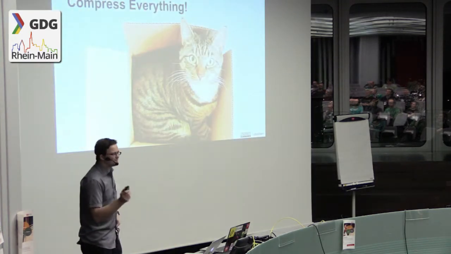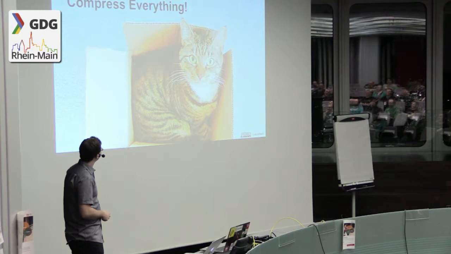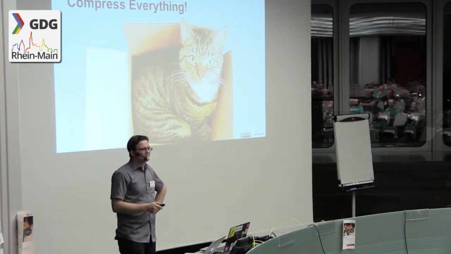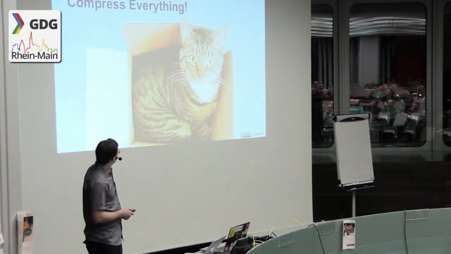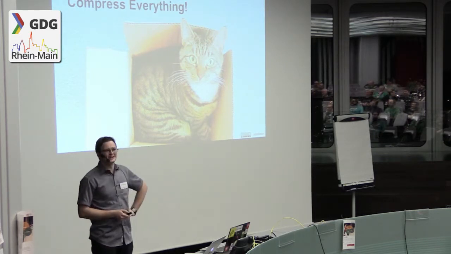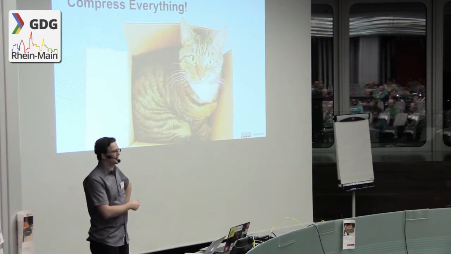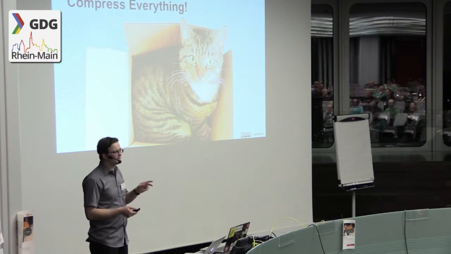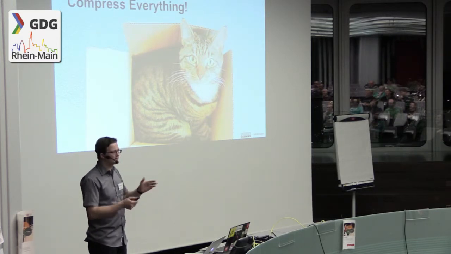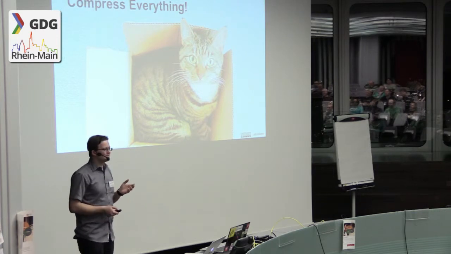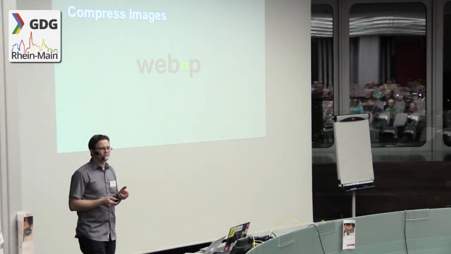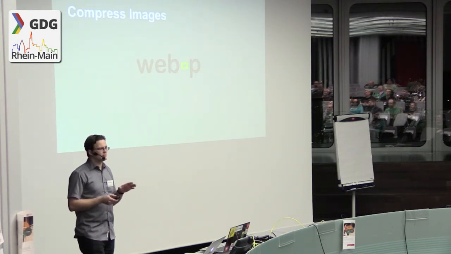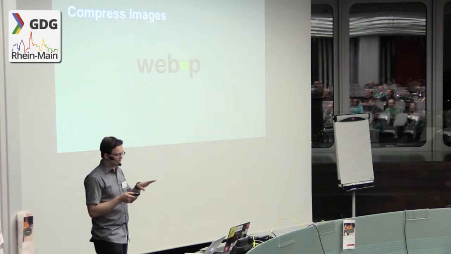So, compress everything. Like this cat, which is cute, should fit in this box, which it can, but unfortunately for the cat, we need a smaller box, because the compression algorithms improved a lot. We have nice compression algorithms today. So, what can you compress? Like, on web pages, 2/3 of the web pages consist of images.